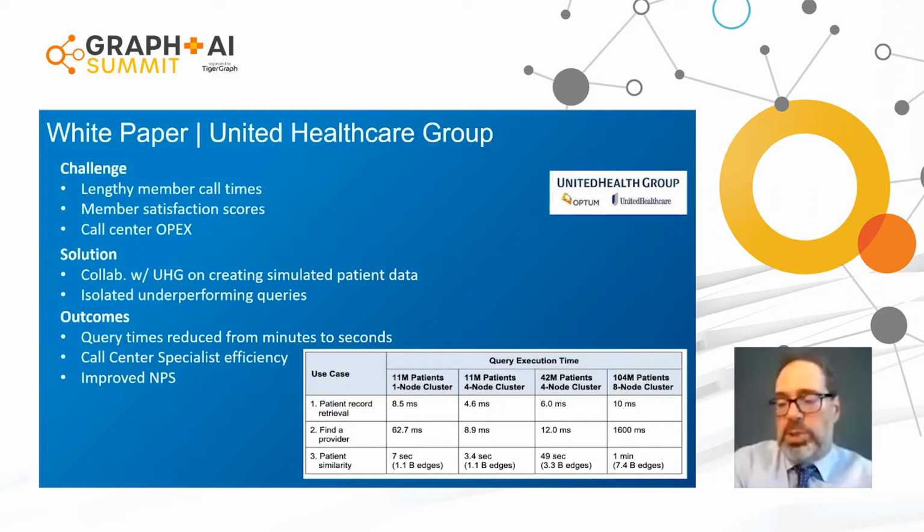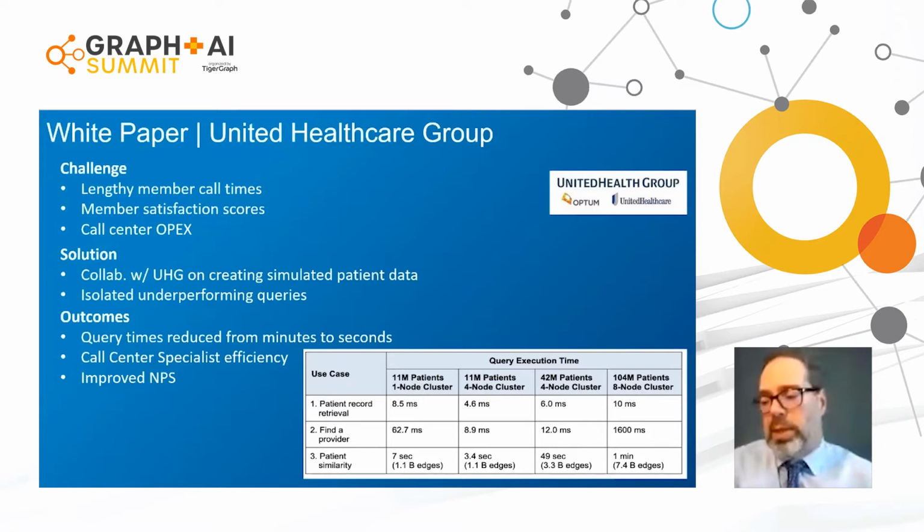In our Dell Technologies Customer Solutions Center in Austin, Texas, we built a TigerGraph cluster in collaboration with TigerGraph, which was used to perform a proof of concept based on 3 underperforming queries aligned to these business challenges. The first of these 3 underperforming queries was patient record retrieval. The second, find a provider. And the third was patient similarity.